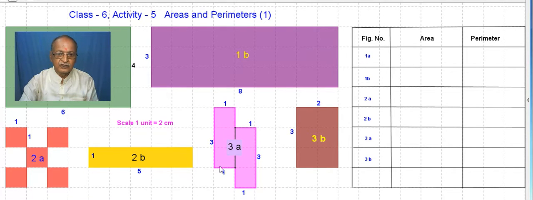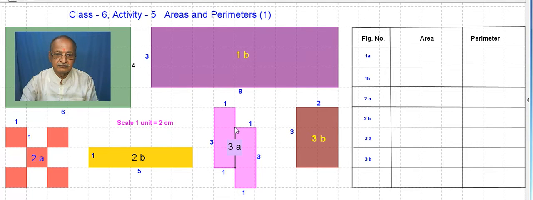Here there are two rectangles and they are attached here. This is one unit and this is also one unit. Here it is one unit. So area will be length into breadth. So 3 into 1, 3. Here also 3 into 1, 3. So 3 plus 3, 6 square units will be the area of this figure 3A here. Now perimeter.